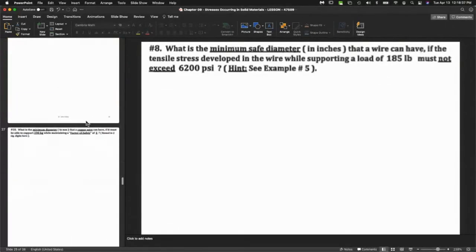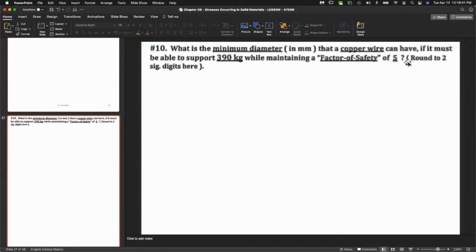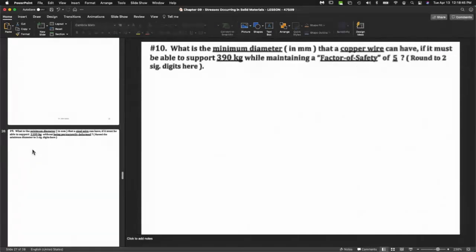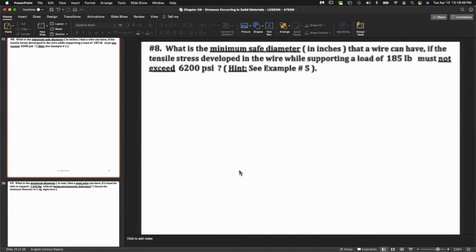I'll do 8, and then I'll do 10, because 10 has a factor of safety. This way we do one metric, one imperial. And the 9 that we skip, we can do on Friday. This way we get variety today and reinforcement on Friday. We should be able to hammer these next two out in hopefully the next 20 minutes. They're not short questions, so we'll go slow. They're not long questions either.